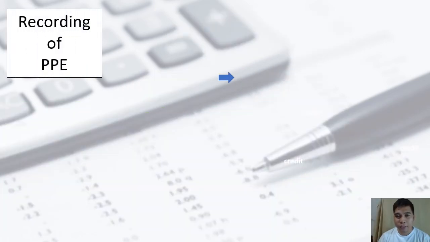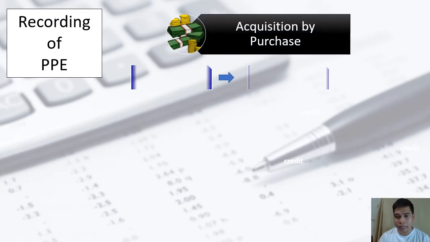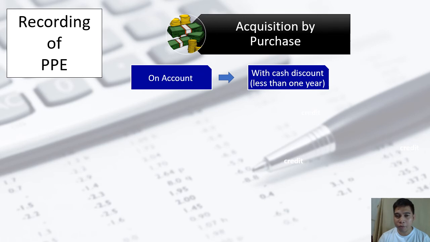Okay, so another way to purchase an asset is to purchase it on account. So, meaning utang muna. So, ano yung accounting treatment kapag utang ang pag-purchase ng ating property, plant, and equipment? So, dun muna tayo sa isang scenario wherein we purchase property equipment on account with a term of less than 1 year and may inoffer si supplier ng cash discount if we pay early, di ba? So, let's have an example.